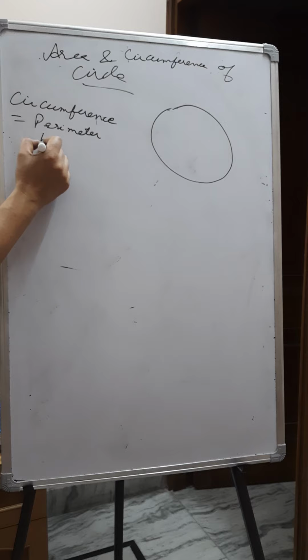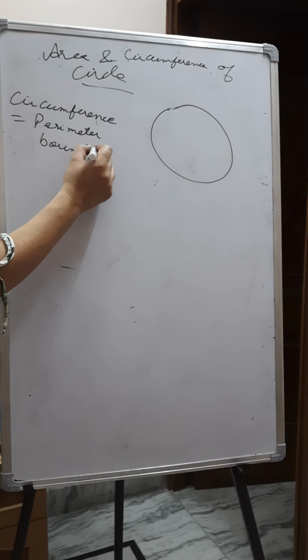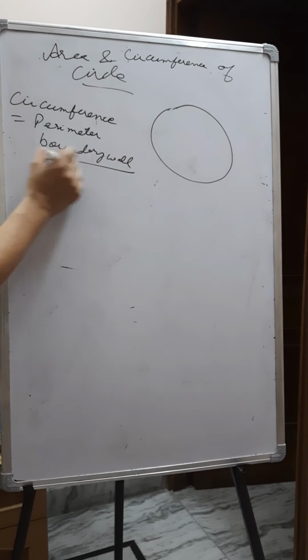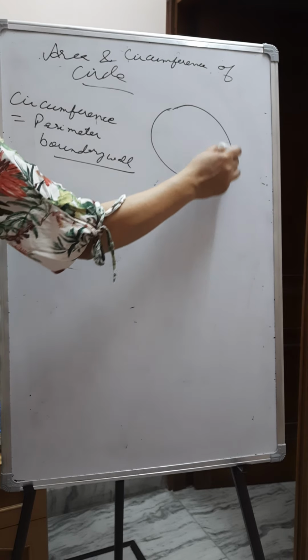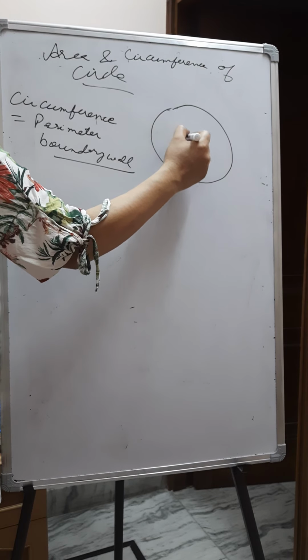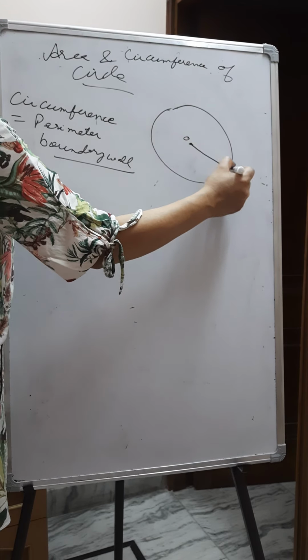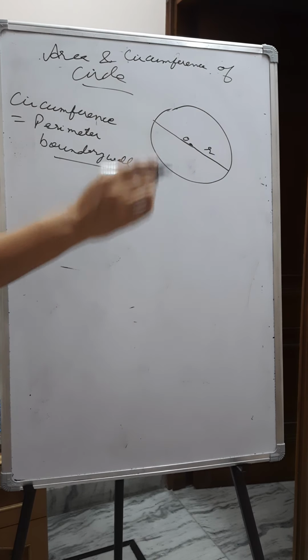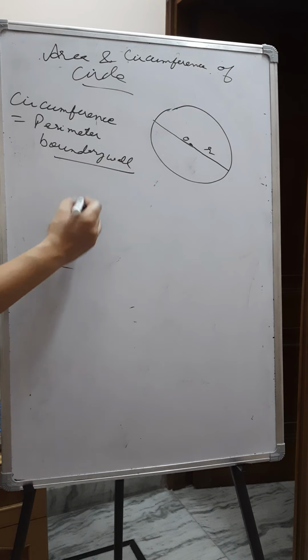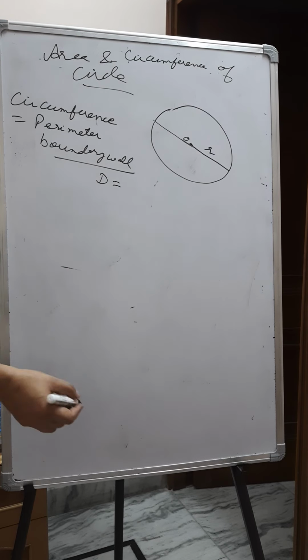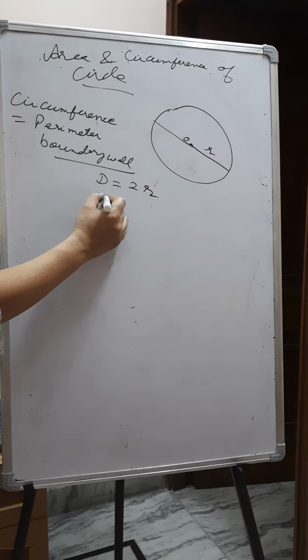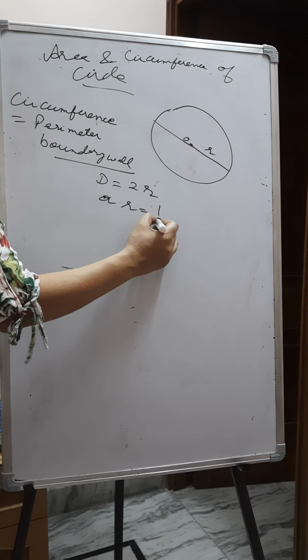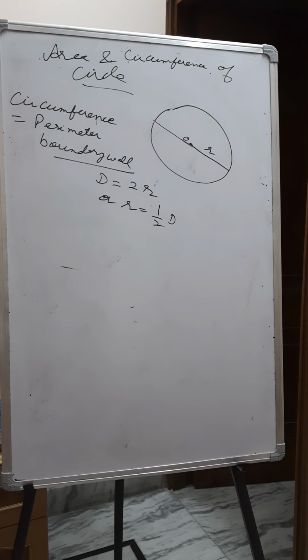Circumference is again the boundary wall. Okay, this we know is the center of the circle. We have the radius, and this is the diameter. All these things you have studied, I am just recalling. Diameter is 2 times radius, or radius is half of diameter.